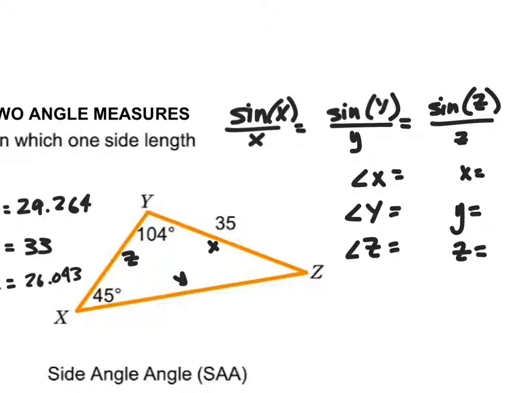Just knowing what we've got, we can find angle Z. Let's do 180 minus 104 minus 45. That gives us that angle Z is 31 degrees. I'm going to write all these down. Angles are pretty easy to find. So 45 degrees, 104 degrees, and then 31 degrees. Side length X is going to be 35. So we've got to find side length Y and side length Z.